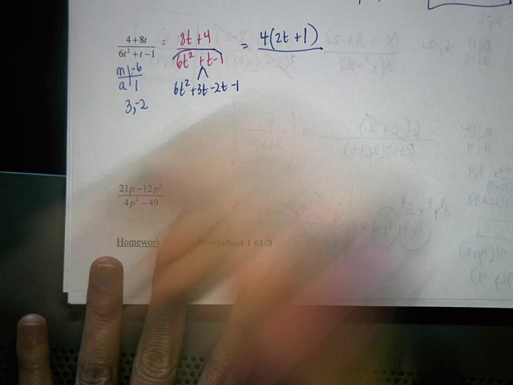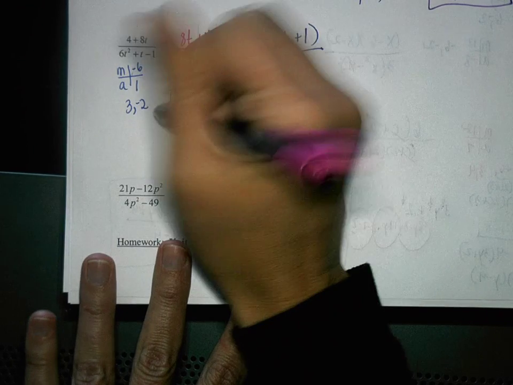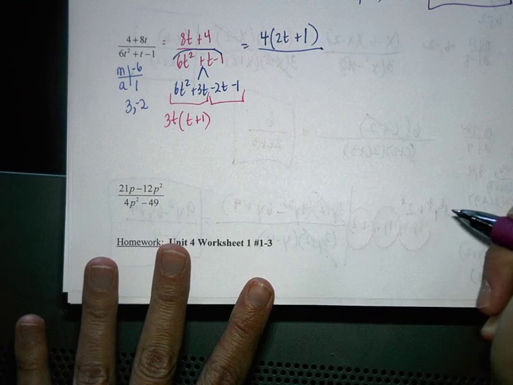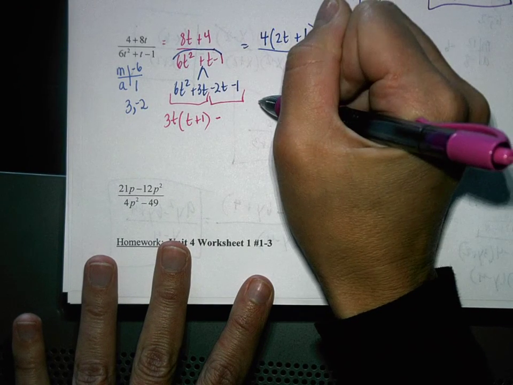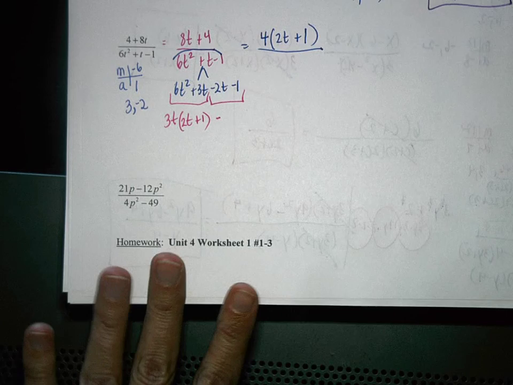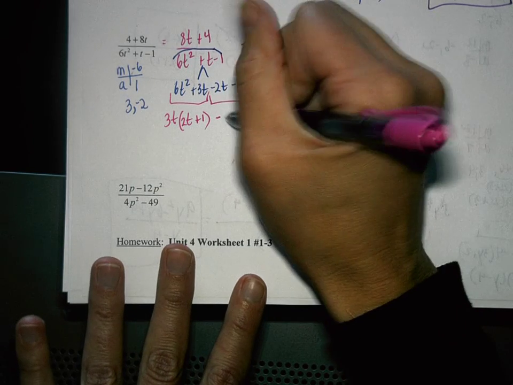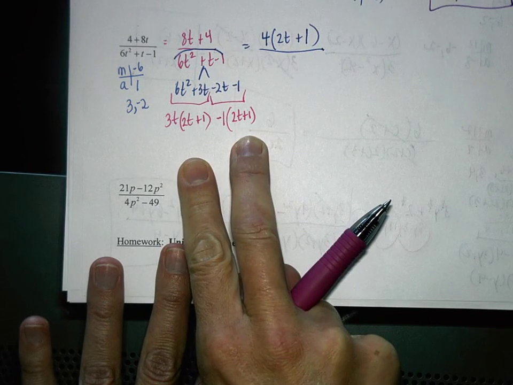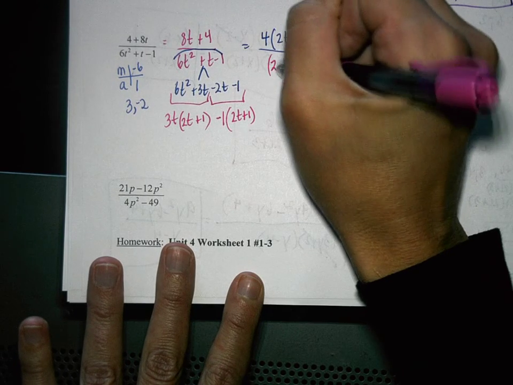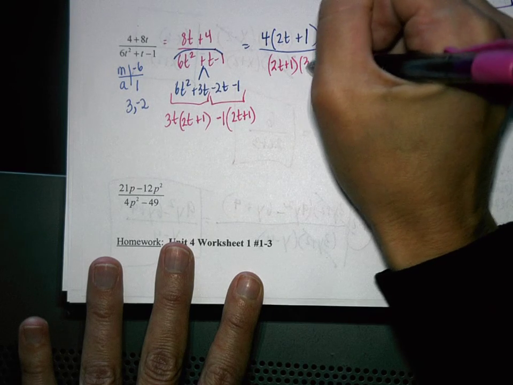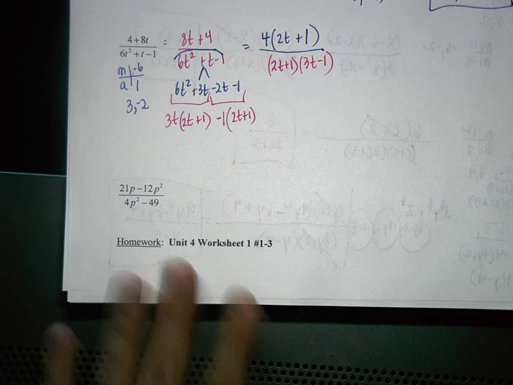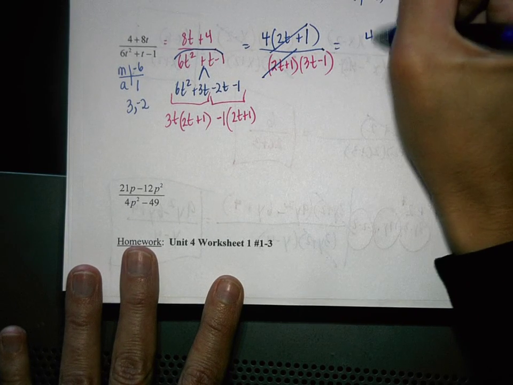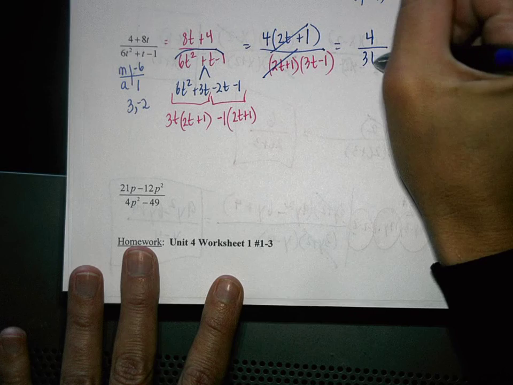Then we factor by grouping, and we can take out a 3t, and we're left with 2t plus 1. Here I'm just going to take out a -1, and we're left with 2t plus 1. So since these are like terms now, we factor them out, and we get 2t plus 1 and 3t minus 1. So we can reduce here because these now are like terms, and on the top now I'm left with 4, and in the denominator I'm left with 3t minus 1.